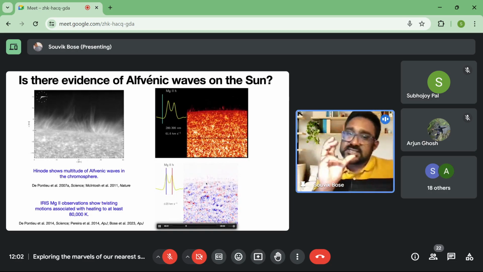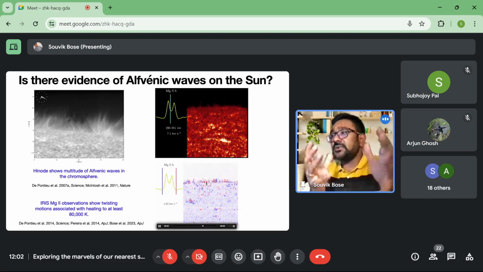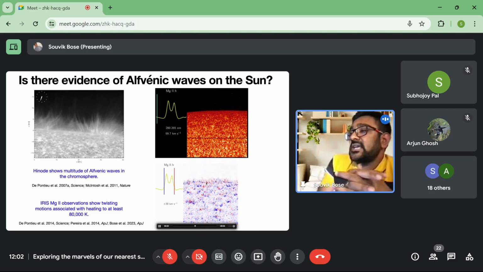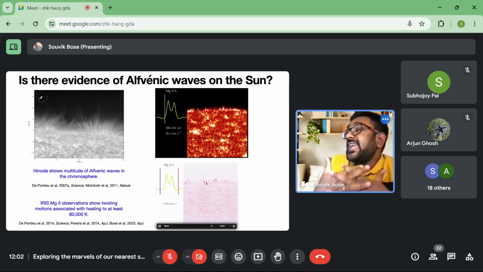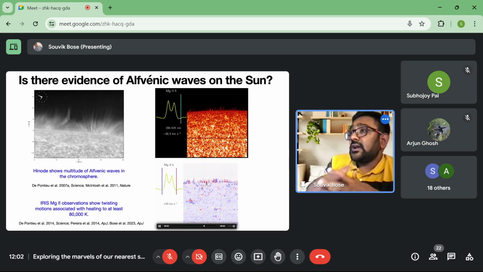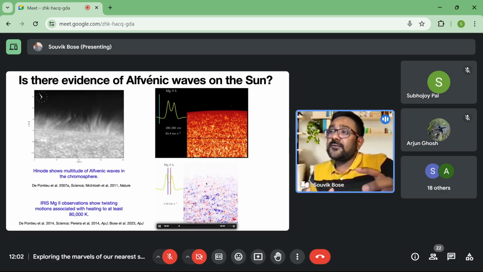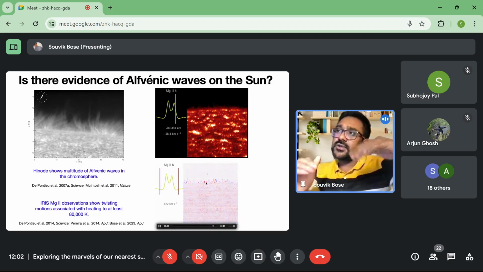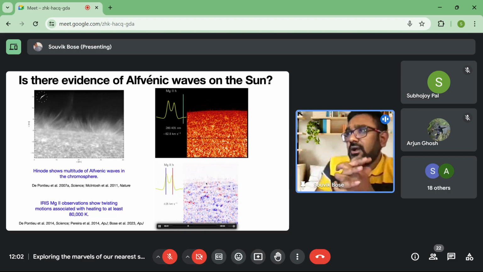So the red is away from you and blue is towards you. You see the twist associated with these spicules or with these jets, and these twisting motions are associated with heating to at least 80,000 Kelvin. And this was something really interesting to show that these Alfvén waves can cause heating signatures in the atmosphere up until about 100,000 Kelvin.